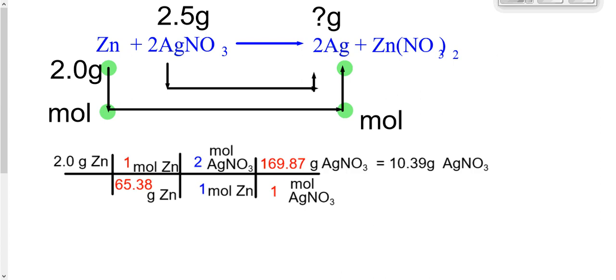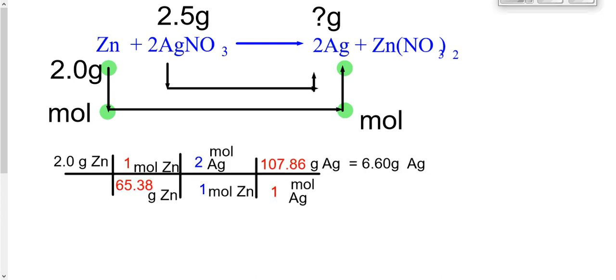Starting with zinc, if we start with 2 grams of zinc, using the molar mass, change it first to moles. 1 mole of zinc weighs 65.38 grams. Then, using the balanced equation, change moles of zinc to moles of silver. So 2 moles of silver is produced when 1 mole of zinc reacts. And then using moles of silver, change it to grams of silver using molar mass. Every 1 mole of silver weighs 107.86 grams.